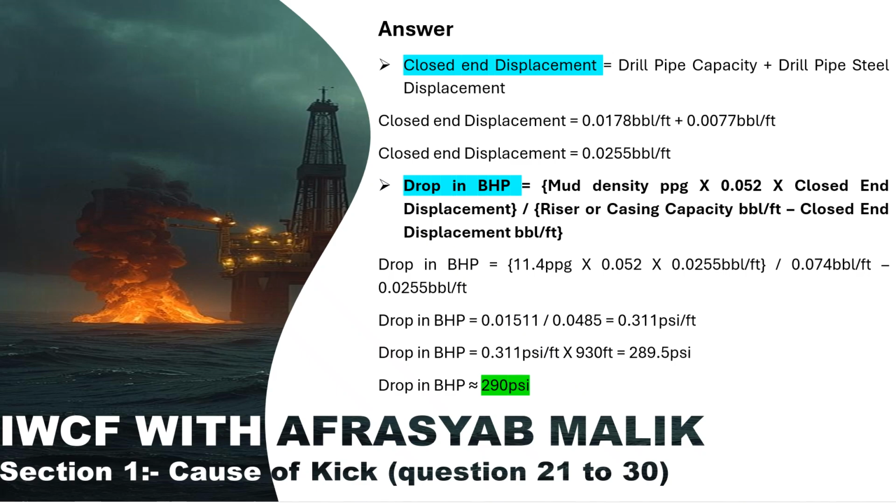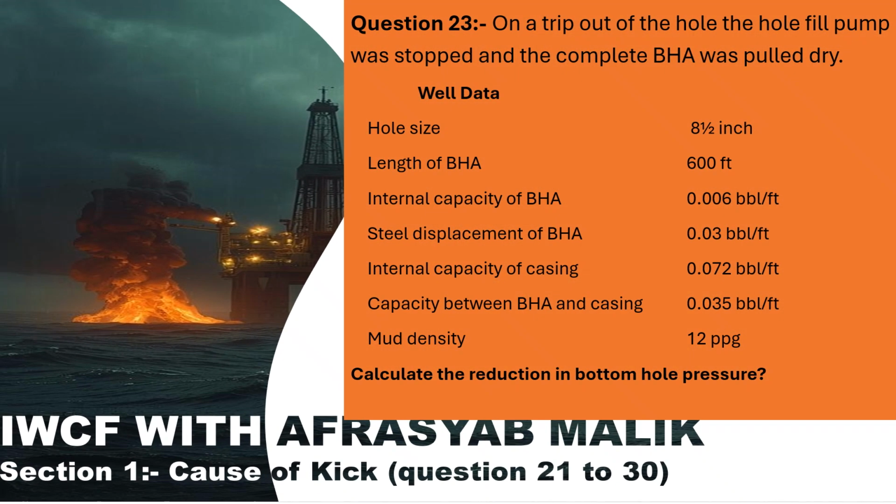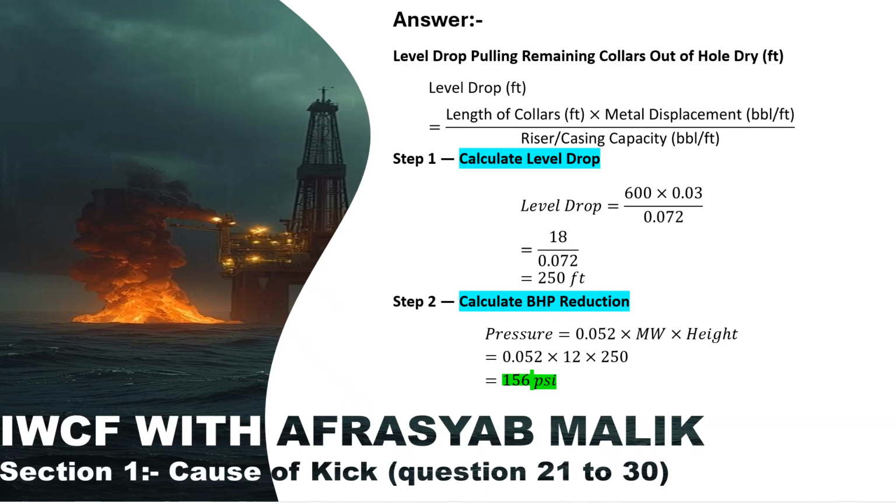In this question, we have a tripping operation. While pulling out of the hole, the fill pump was stopped, and the complete bottom hole assembly, BHA, was pulled dry. This means no mud was replacing the volume of the BHA, which will cause a reduction in bottom hole pressure. We will apply the formula. After step-by-step calculation we get the answer: 156 psi reduction in bottom hole pressure.